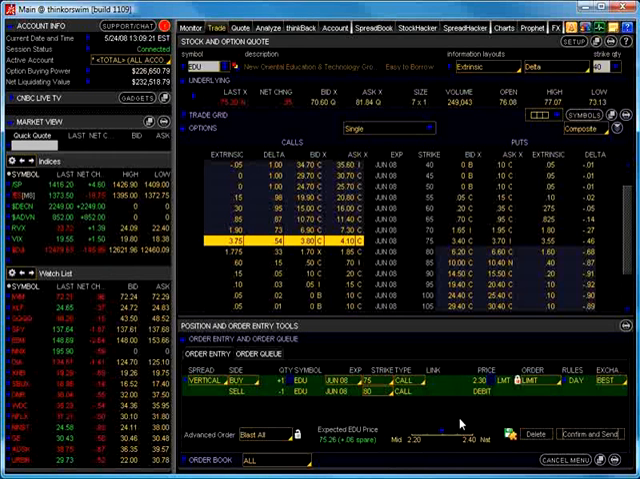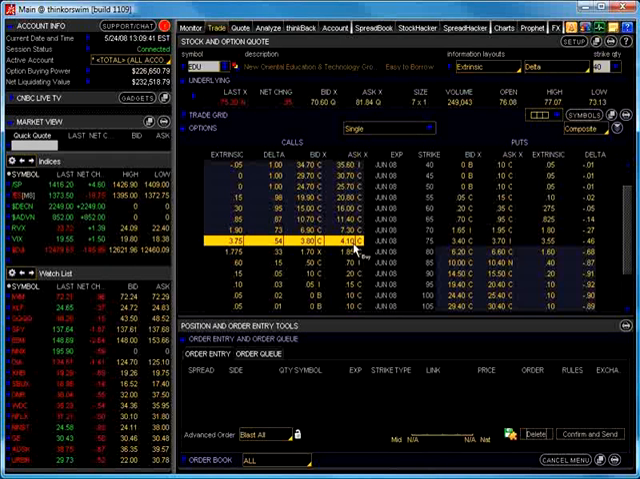So that's a very, very basic understanding of spread orders and why we do spread orders. Let me just show you one additional feature and benefit of entering spread orders instead of individual option orders. Let's take this out for a second.